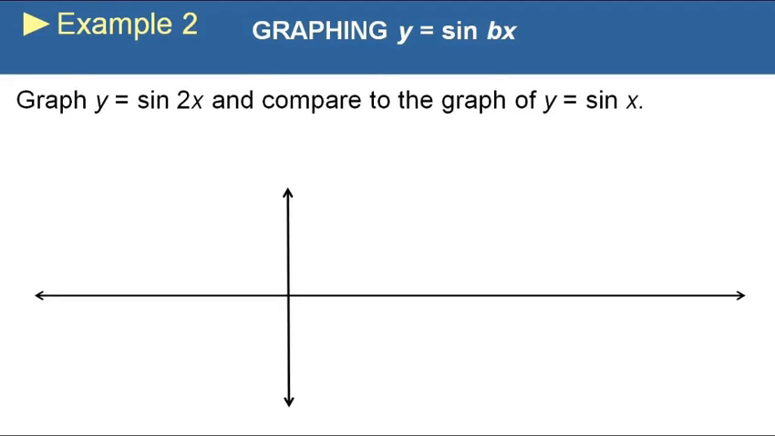For example 2, we will graph y equals sine of 2x, and we'll compare that to the graph of y equals sine of x, just so you can see how they're different from each other. So let's start with y equals sine of 2x. First of all, I can see here that b equals 2, and I know that period is 2 pi over b, therefore period is 2 pi over 2. So let's simplify, and we see now that period equals pi.